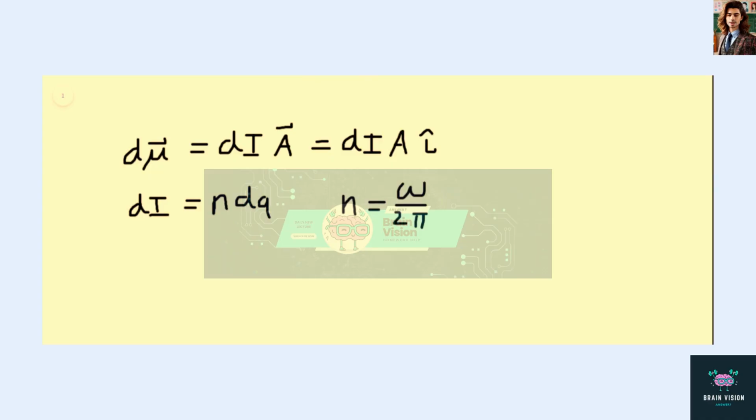So imagine that the disk is divided up into a number of elementary thick rings, a bunch of small thick rings. Let us consider one ring of radius small r and thickness dr. Then the area of this small ring, dA, is equal to 2π r dr.